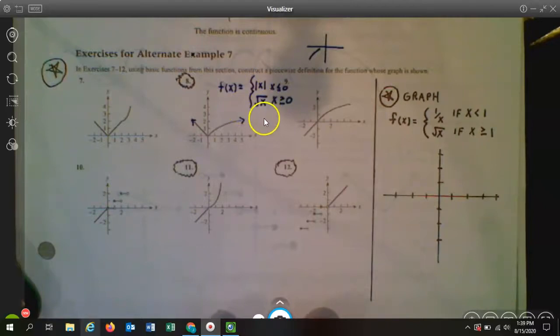And you could always test a couple numbers. Like if I said, what's the square root of 4? We know it's 2. Well, here you go. At the point 4, 2, we're still on the curve. So I know I'm on the right track with that square root function right there. Let's take a look at number 11.